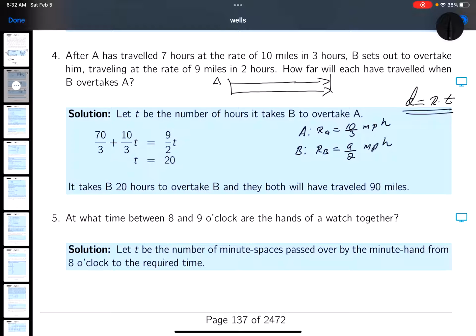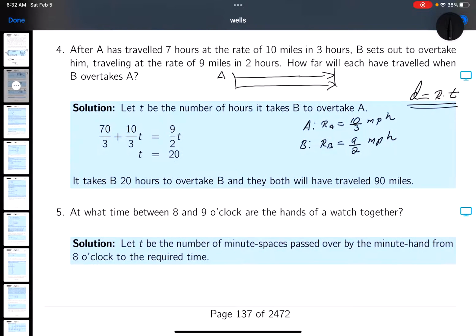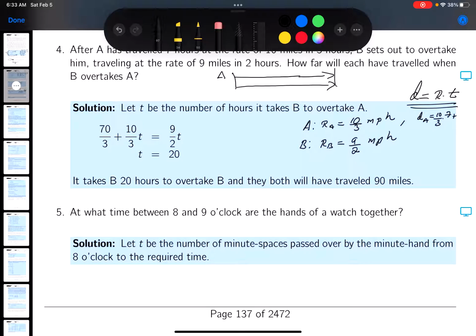And just give me 1 second. So A, and we're talking about A right here. A's distance, I'll put down, is going to be, let's see, 10 thirds times 7. He has a head start. Plus, he's continuing to move, by the way. He's given some time, and this is the time where B is running after him. I'm starting to run out of room here, so let me get my eraser out and erase this over here.